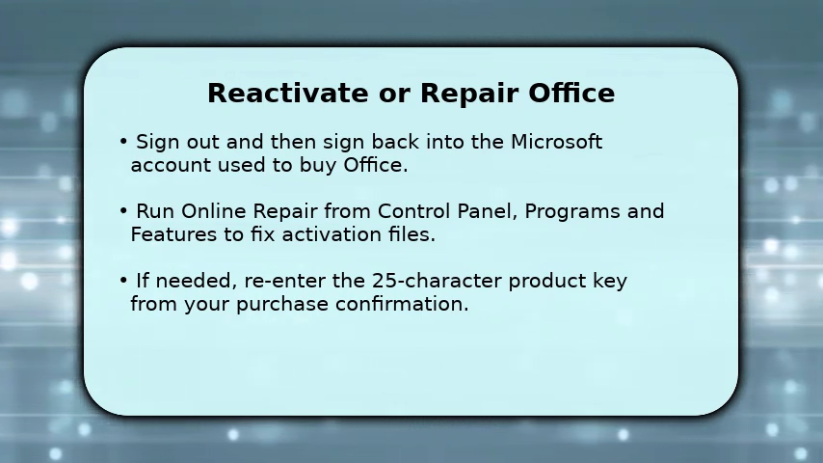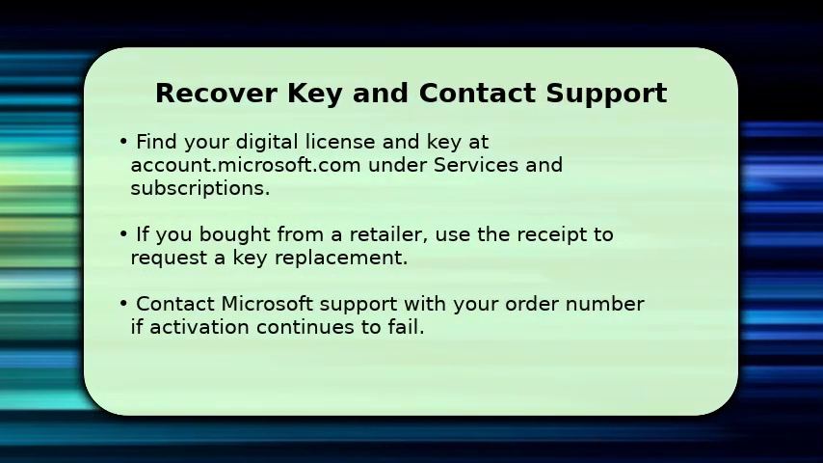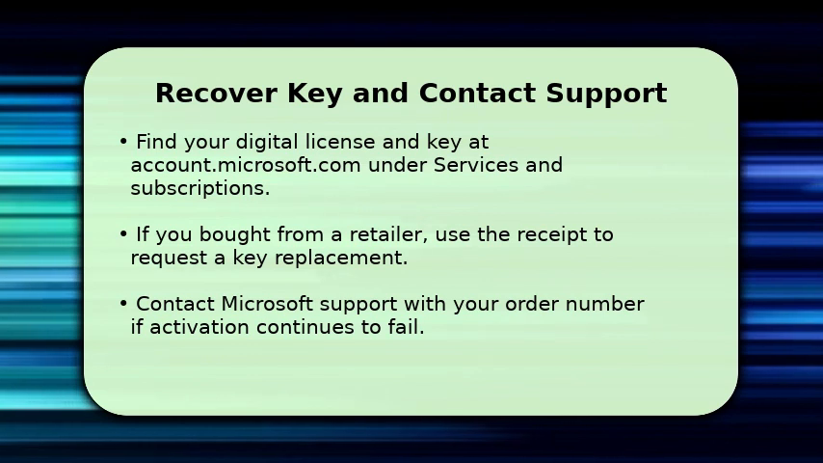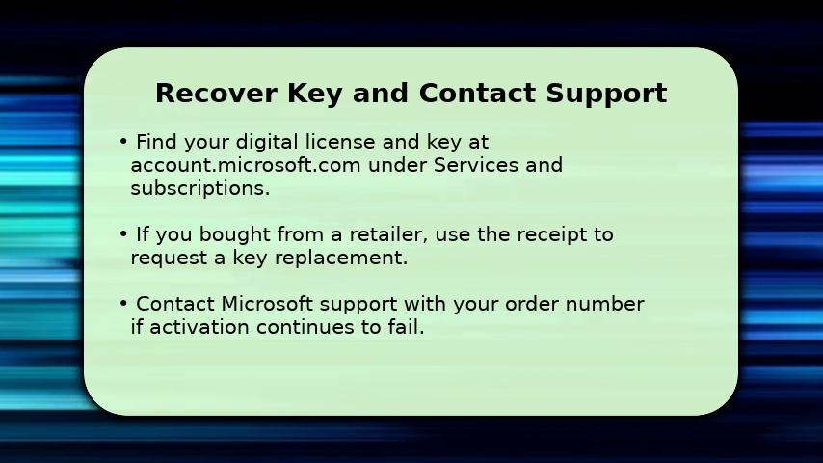Visit Account, Microsoft.com and sign in to find your digital license under Services and Subscriptions. If you purchased a physical box or retail key, use the receipt or order number to locate the 25-character product key. For keys lost or mismatched, contact Microsoft support and provide your purchase details and the device ID shown in Word activation. Support can transfer licenses, reset activations, or validate receipts for replacement keys.